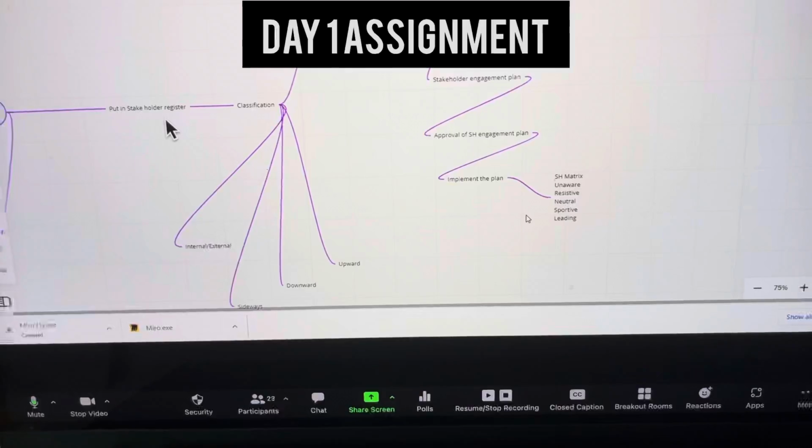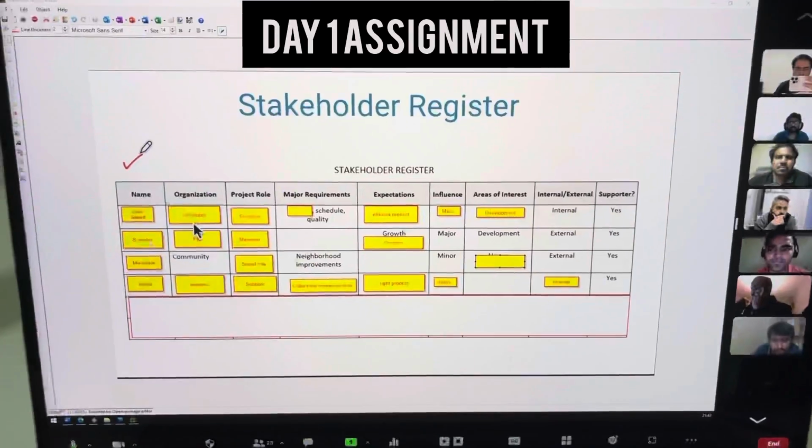And where is your stakeholder register? If you want to explain.